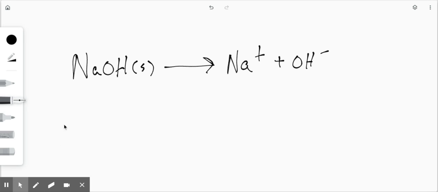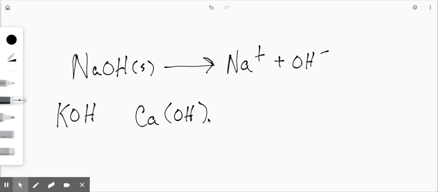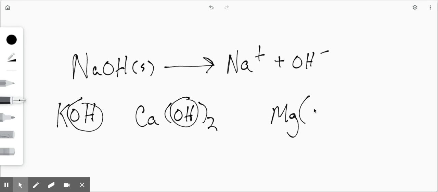What are some other bases? Well, tell me if you think this is a base or not. What about this? Correct. It's a base. And you're going to quickly see that bases are going to be the combination of some sort of metal cation or metal when they're in their compound form and the hydroxide. I put 2 here because we know that magnesium forms a 2 plus ion.